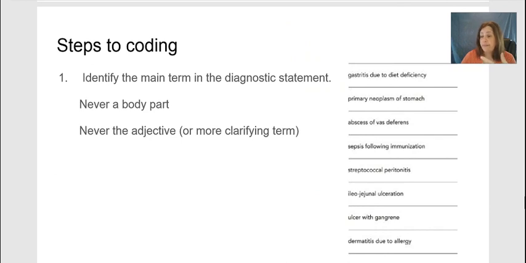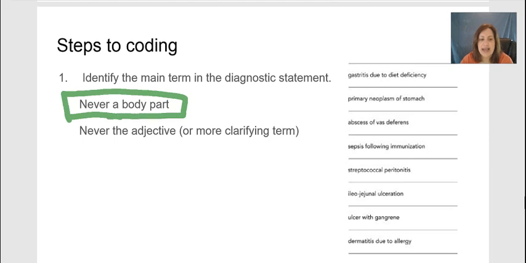So how do we code? The first step is to look at the diagnosis that the doctor gave you and identify the main term. That's the word you want to look up in your index. It will never be a body part. Ever, ever, ever. I can't say that enough. Never. And it will never be an adjective. So remember, an adjective describes a noun. So the adjective will describe the main term.